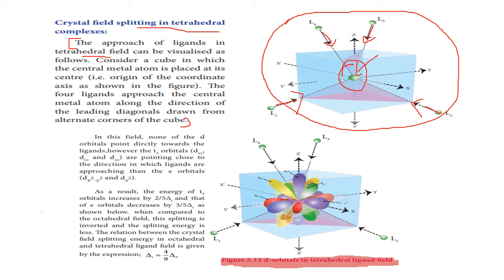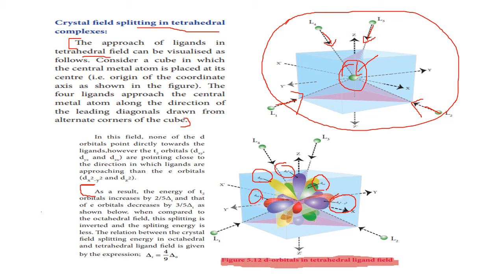Then coming to the next para, none of the d orbitals point directly towards the ligand. However, T2 orbitals are pointing closer to the direction in which ligands are approaching than the E orbitals. What they say is T2 orbitals are closer when compared to the E orbitals. That's it. You can see in this diagram T2 orbitals dyz, dxz and dxy. Then E orbitals dz square, dx square minus y square.